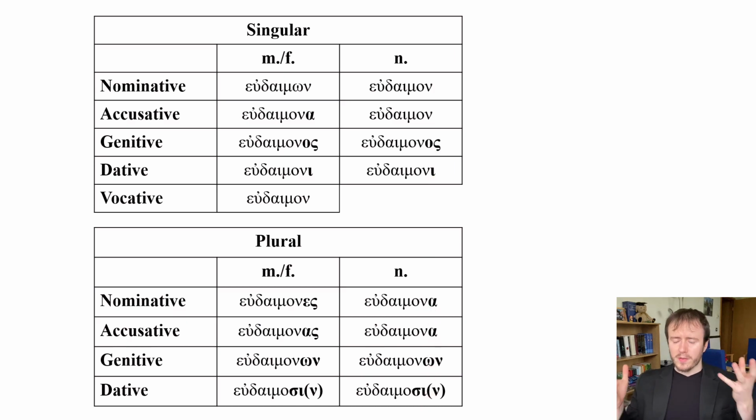So we already know the endings that are used here. We just need to remember that adjectives in -on and -on use these particular sets of endings. Now there are just a few things I should point out before we move on.